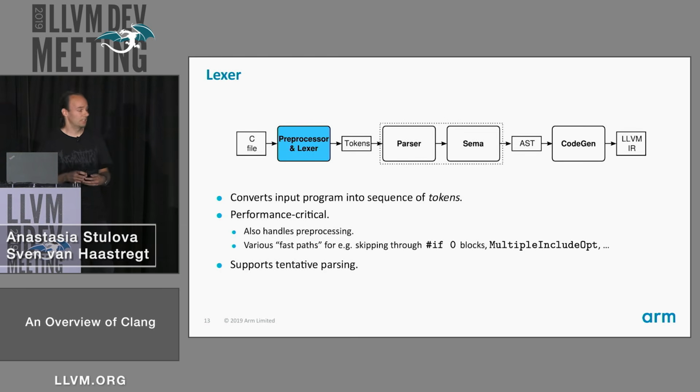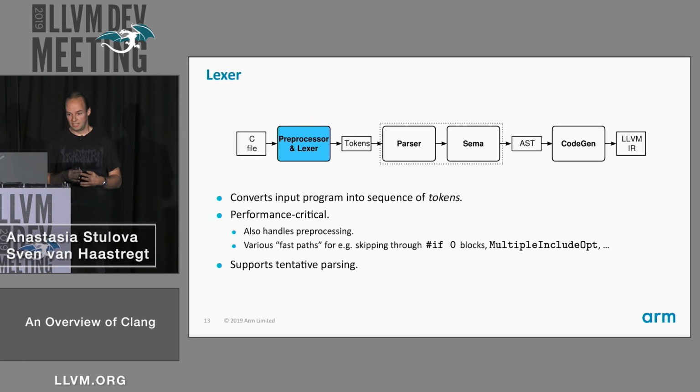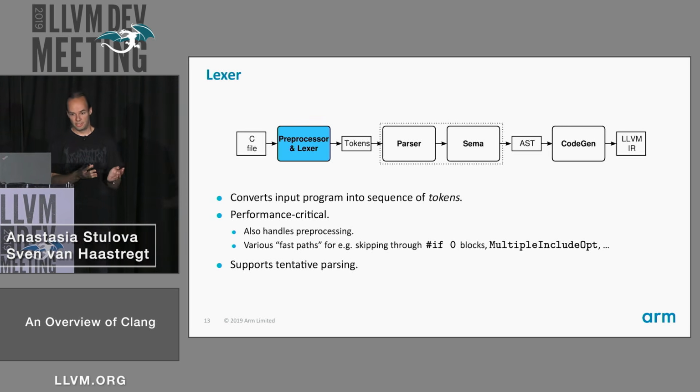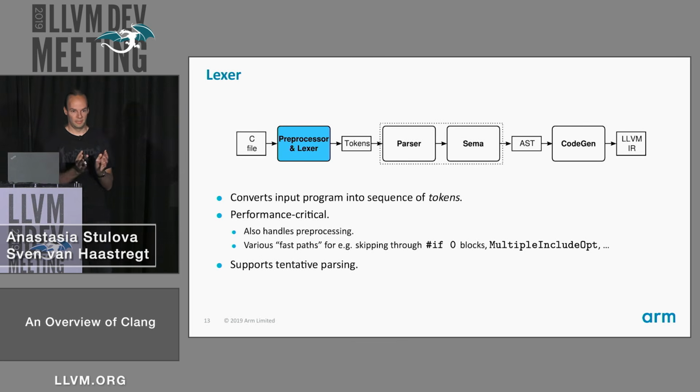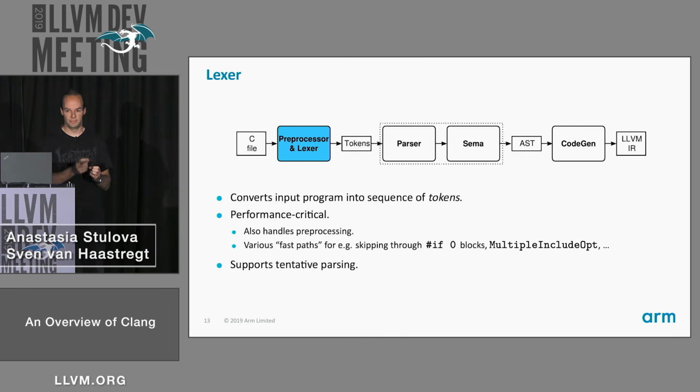So let's get started with the lexer first. As I said, the main job of the lexer is to take the C file, which is a stream of bytes essentially, and convert it into a stream of tokens, where a token is a kind of compact representation of a sequence of bytes. So if you have, for example, the sequence int, standing for the type int, after lexing it's just a single token which specifies that you saw the keyword int.